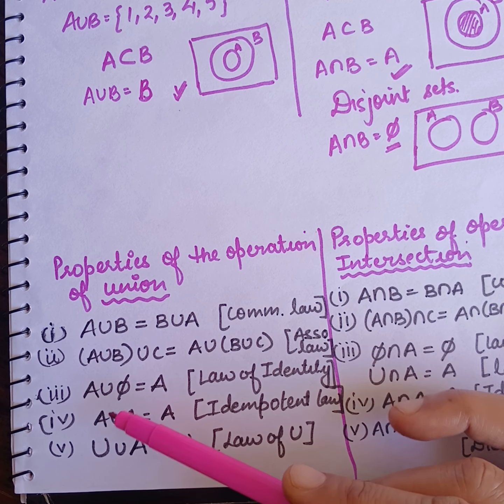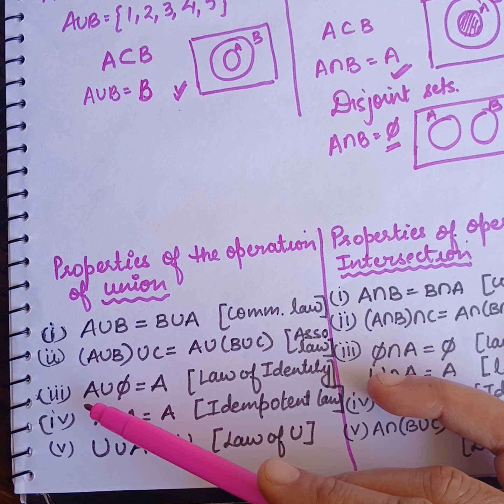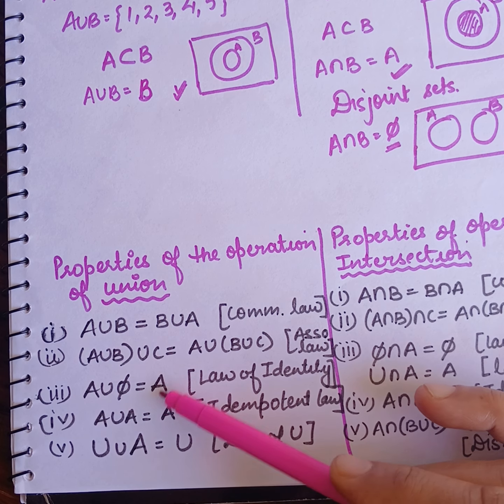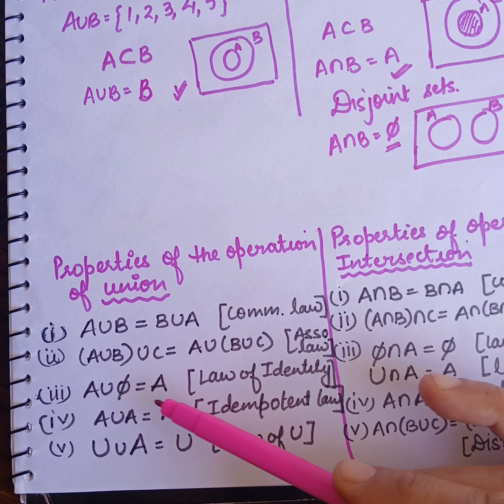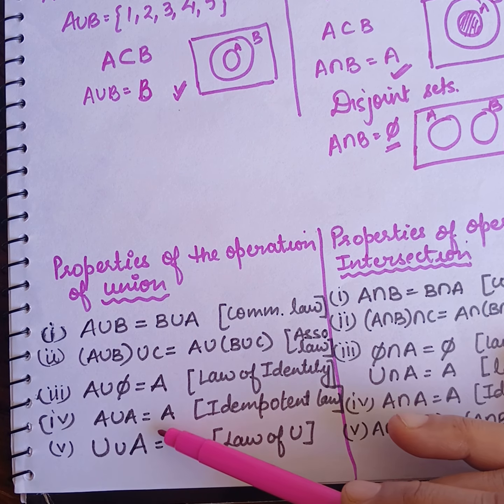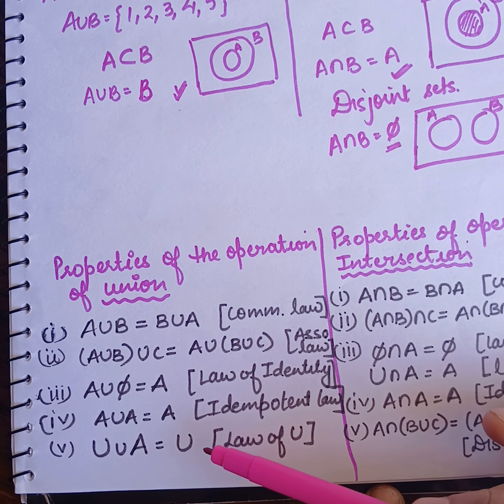Now A union phi. From A and phi, A is the bigger set, as I have already told that when union is there, the bigger set will come. So if the union of two sets is there, the bigger set will come. So A union phi will be A. This is called the law of identity. Then A union A is equal to A. This is called the idempotent law.